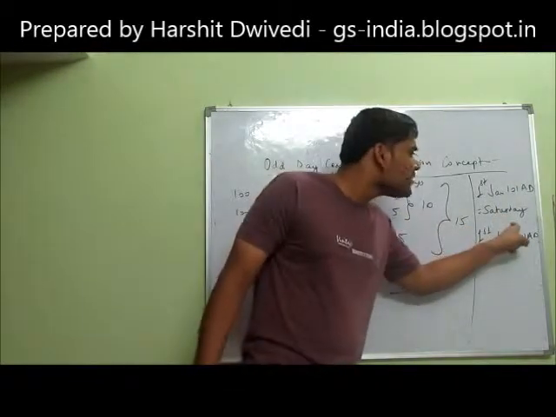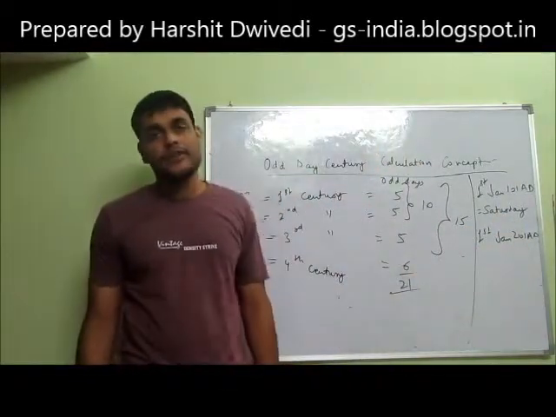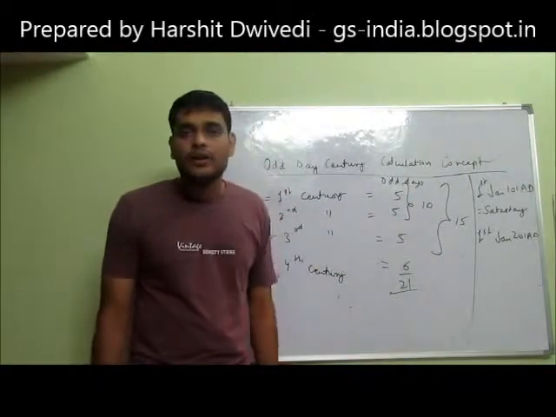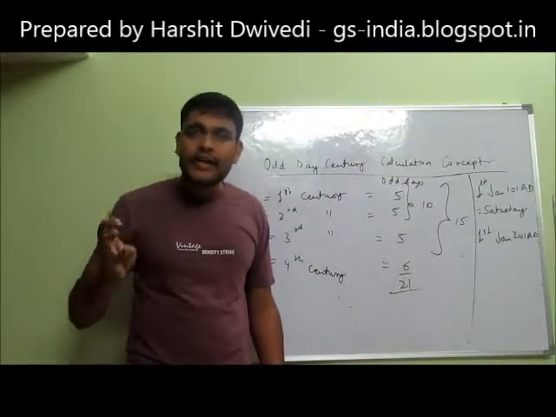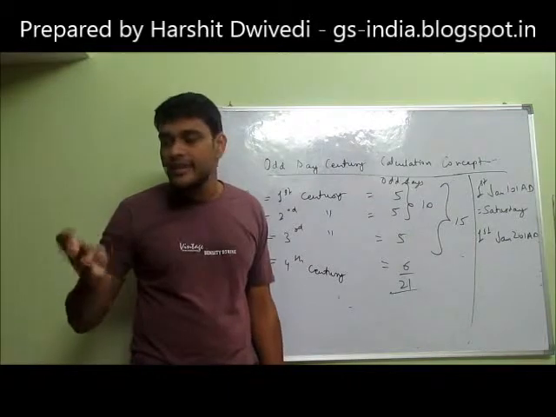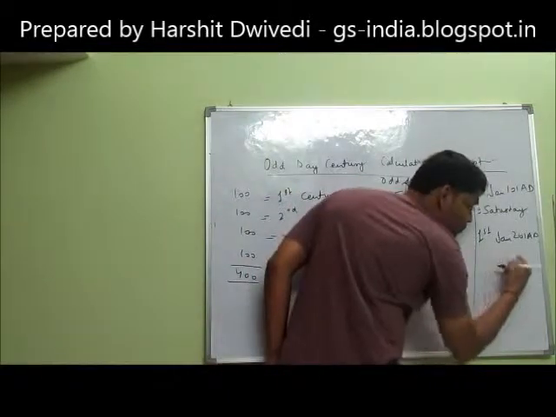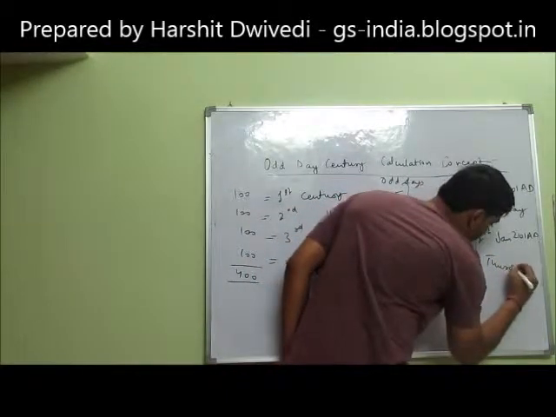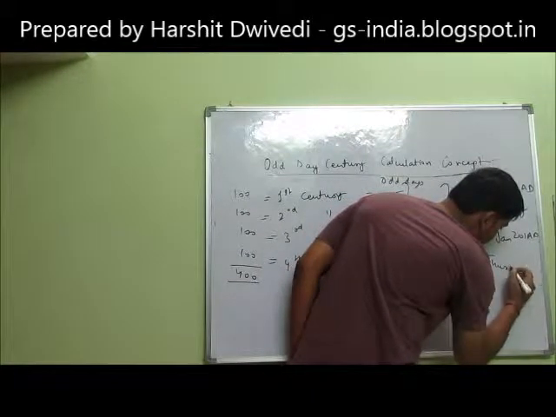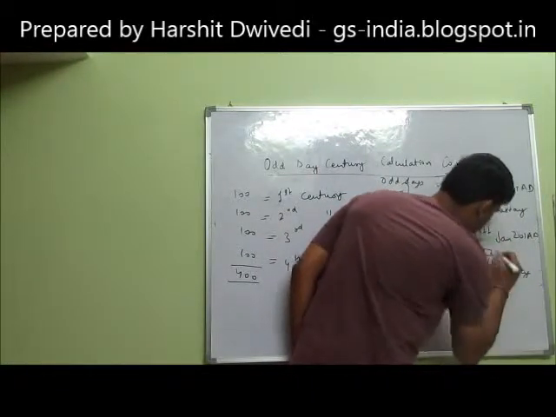We are going to increase this Saturday by 5. So what will we get? Sunday, Monday, Tuesday, Wednesday, Thursday. So 1st January 201 AD will be Thursday.